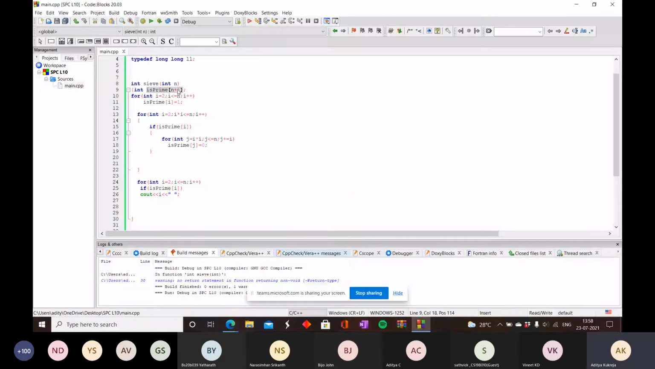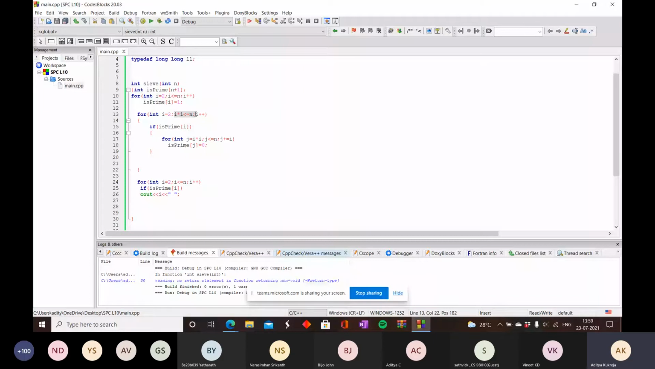And once you have the array, you're running a for loop and initializing all the elements of the array with 1. After initializing it with 1, you're running another for loop. This for loop is for crossing out all the multiples of the prime numbers. So you start from 2 and it goes as long as i into i is less than or equal to n. This is the condition for the for loop.